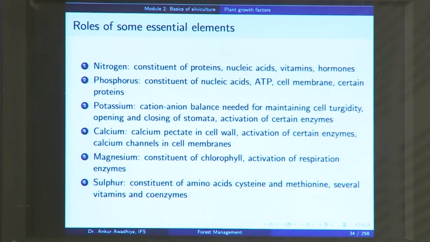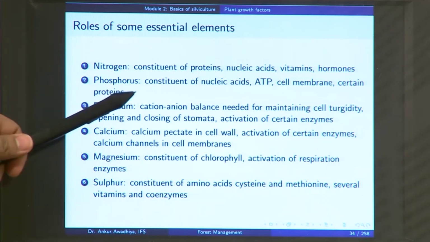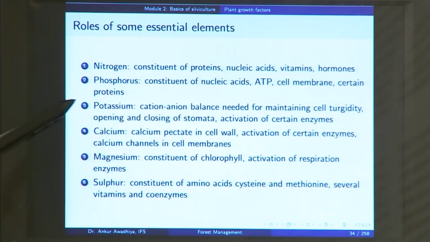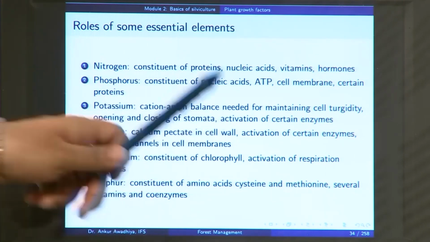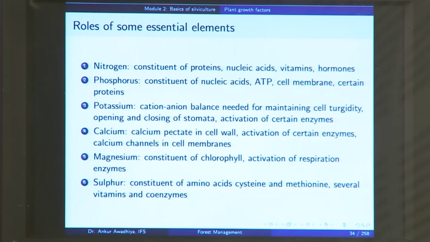Now, this intake and release of the salts is maintained through the cation anion balance, which is done through the use of potassium. Potassium also plays a role in the activation of certain enzymes.